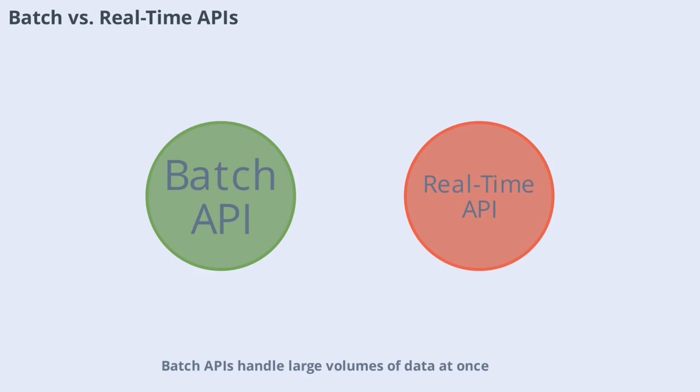Batch APIs handle large volumes of data at once, making them ideal for periodic analysis or reporting. Real-time APIs, on the other hand, provide instant predictions for individual requests. Choosing the right approach depends on your use case and performance requirements. Let's compare the benefits and challenges of each.